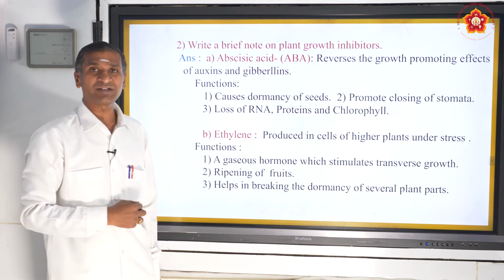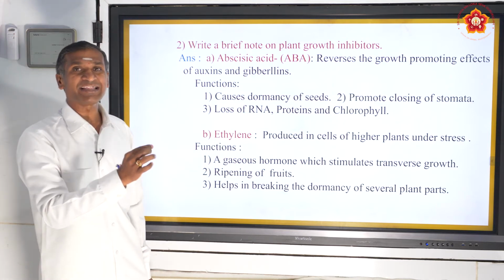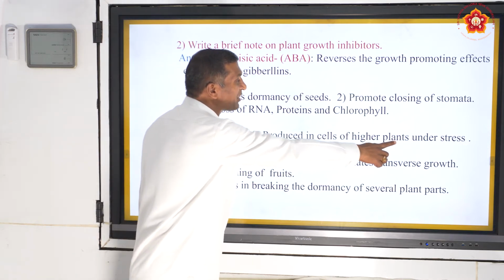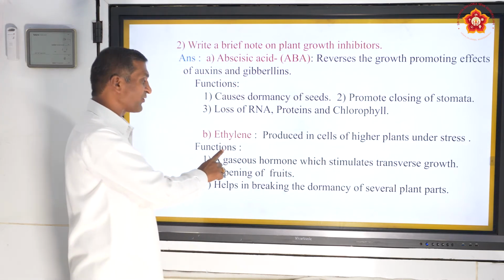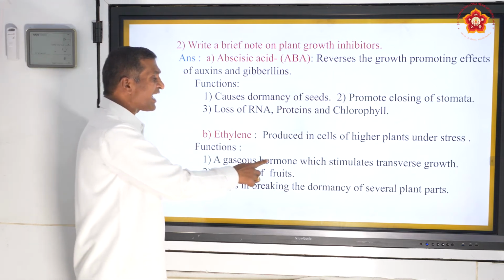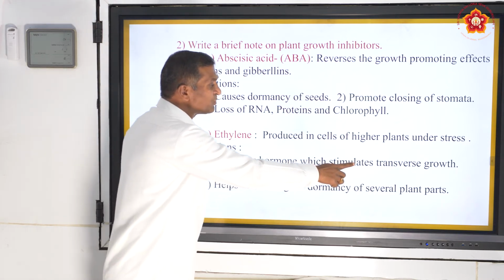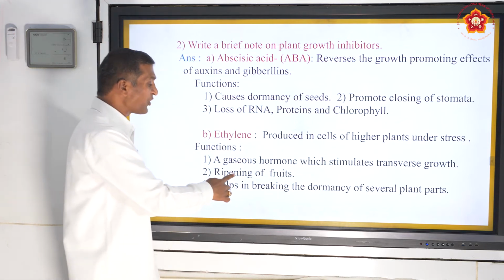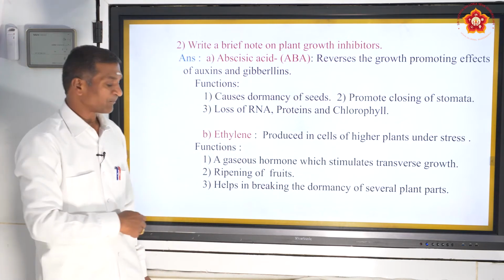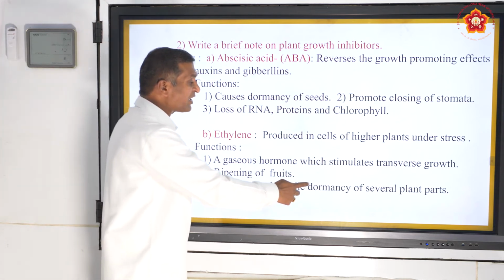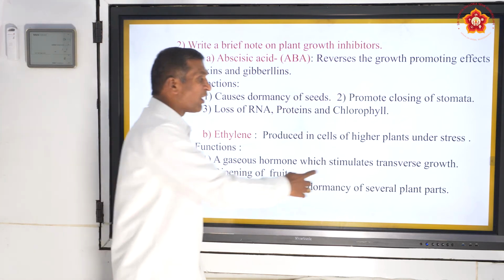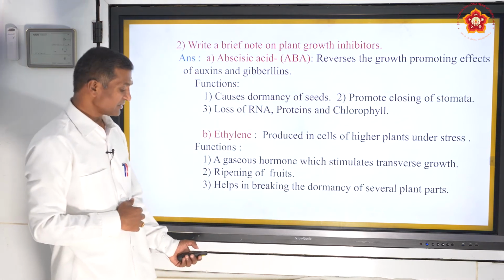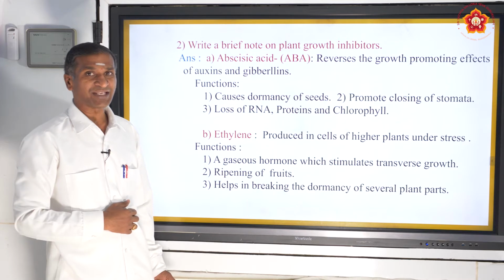Ethylene, shortly we call it ethene also, is produced in cells of higher plants under stress. Its functions: ethylene is a gaseous hormone which stimulates the transverse growth of the plant, causes over-ripening of fruits, and helps in breaking the dormancy of several plant parts. It's a brief note on growth inhibitors.